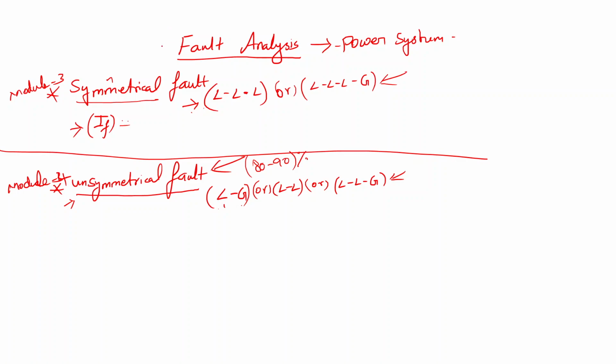So why are we going for fault analysis? Because the system must be protected against the flow of heavy short circuit current, which can cause permanent damage to the major equipments. This can be protected by disconnecting the faulty part of the system by means of circuit breakers operated by the protecting relays.